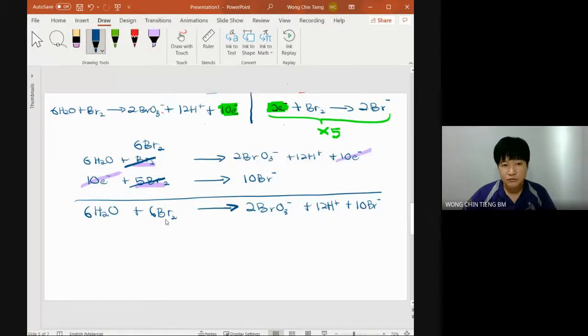H2O tak repeat, Br2 tak repeat, BrO3 minus tak repeat, H plus tak repeat, Br minus tak repeat. And kalau soalan adalah what medium, in what medium we are done. Anybody? Acidic, betul? Kalau soalan ni adalah acidic medium, sebab saya bagi basic tadi, you are 99% done. Why there is 1% not yet? Adila?